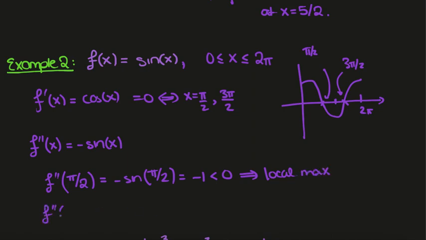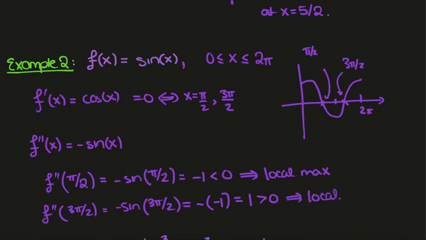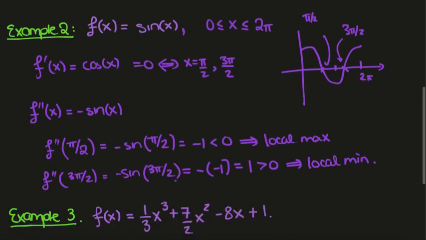And if we have 3 pi on 2, then we'll end up with minus sine of 3 pi on 2. Sine of 3 pi on 2 is minus 1, so we'll have minus of minus 1, which is 1, which is greater than 0, which says we have a local min at 3 pi on 2. And that confirms the graph of sine x, which is natural to expect.